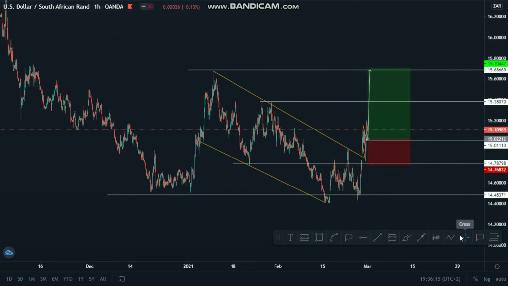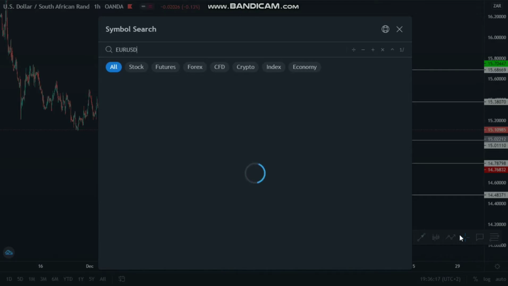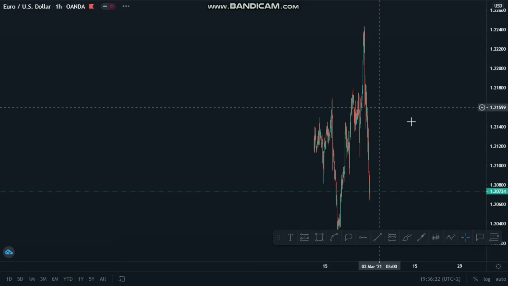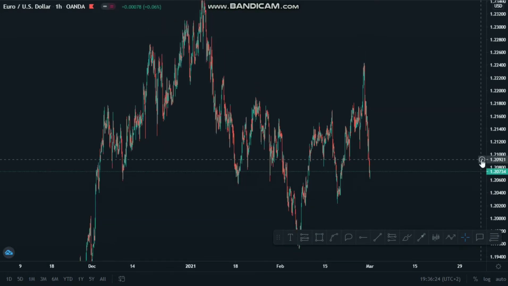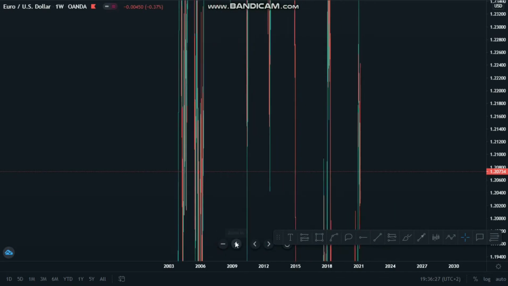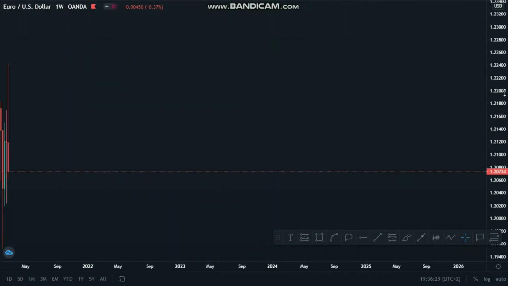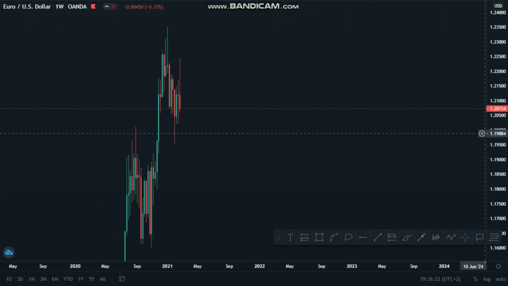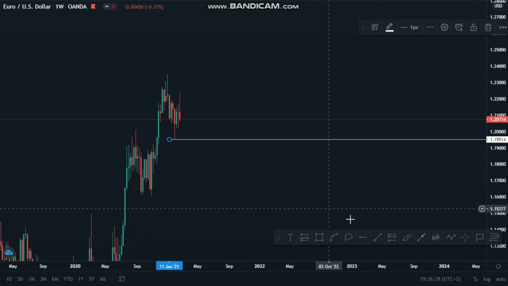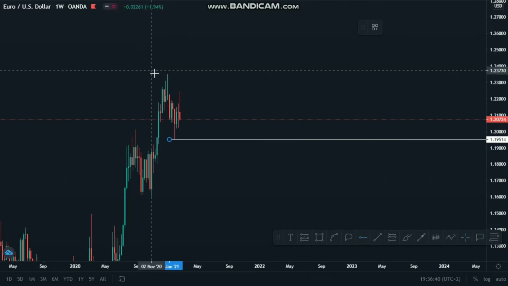Then we're going to go to our next pair, which is Euro USD. So on Euro USD, we're going to start on the weekly time frame as always, identifying our major support and our major resistance. So Euro USD, major support and major resistance. Okay, there's a major support and there's a major resistance here.